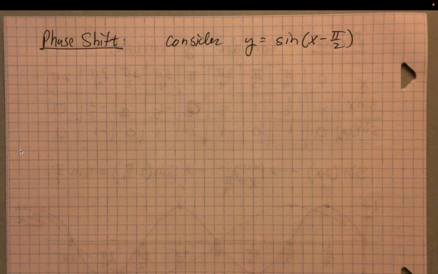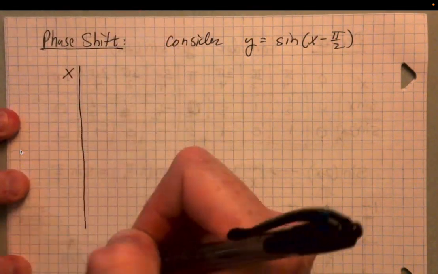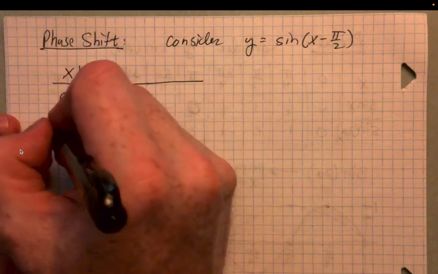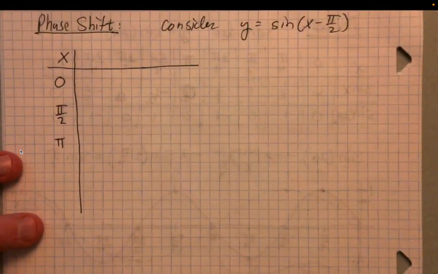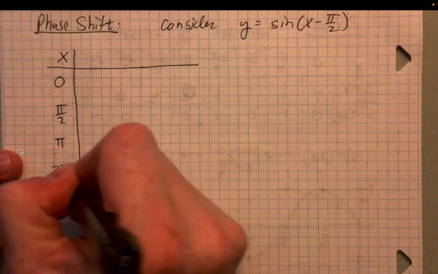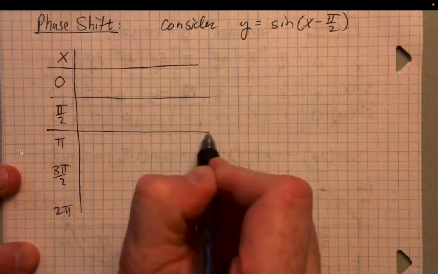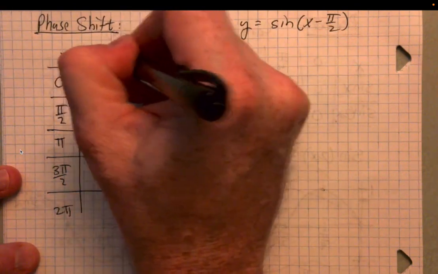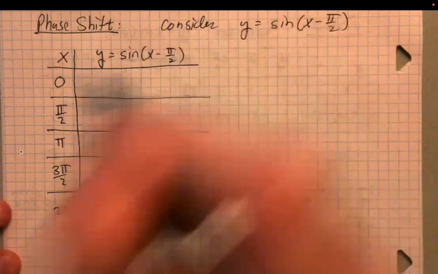And so for this one, I'm going to again kind of generate some values and see what's going on. I'm going to make my table look a little bit differently here. We're going to consider x when it's equal to 0, pi over 2, pi, 3 pi over 2, and 2 pi. Okay, we're going to consider those values. And over here I'm going to plug in y equals sine of x minus pi over 2.